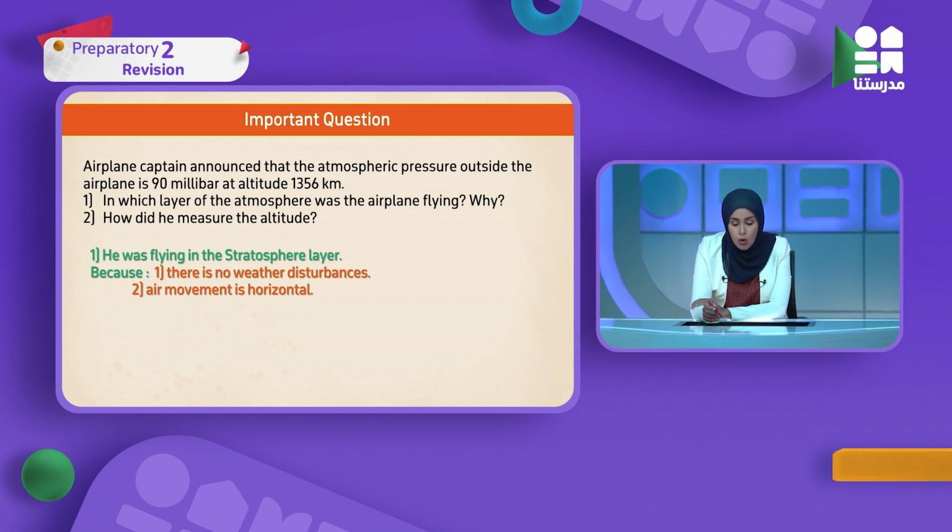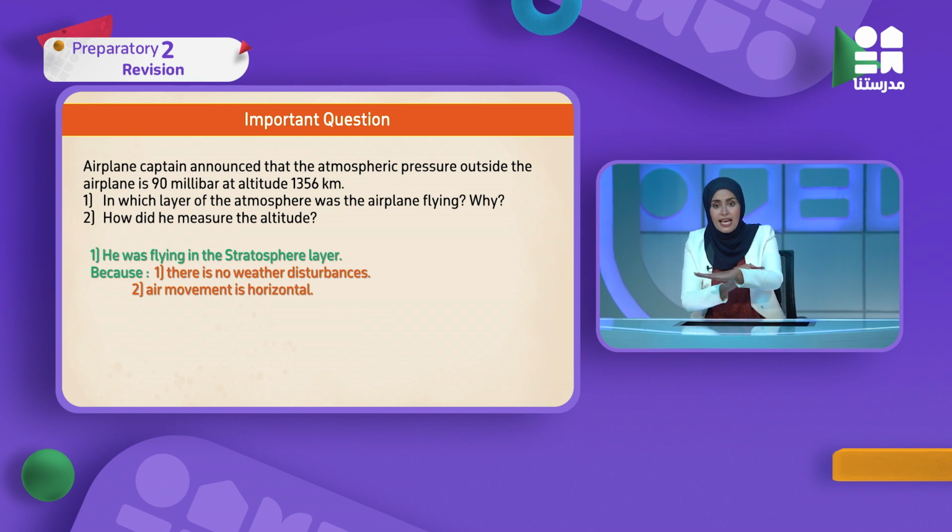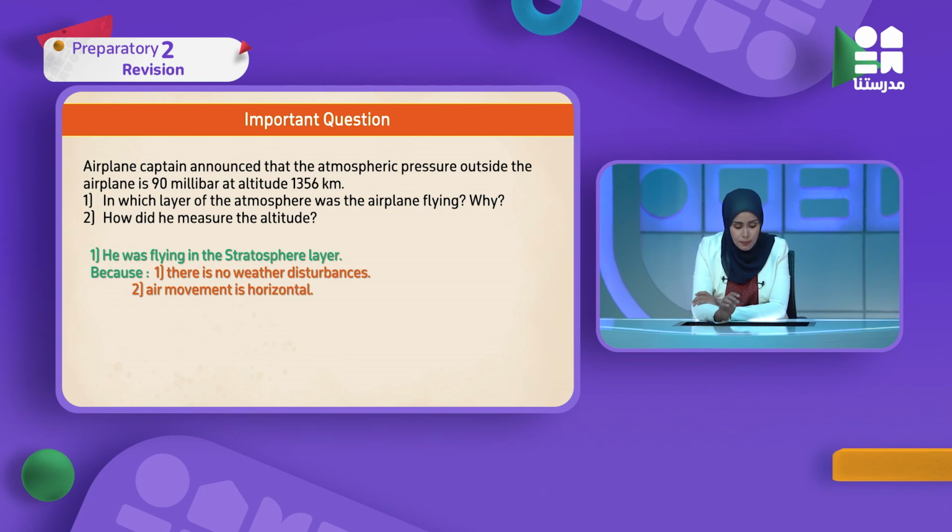تمام؟ طيب why the airplane fly in this layer in specific؟ ليه مش أي layer تانية؟ ليه مش الميزوسفير؟ Because there is no weather disturbance, air movement is horizontal. يعني ايه horizontal؟ يعني الطيارة هتقدر تمشي بسلام من غير ما الاير يعمل disturbance حوالينها ويخليها تتهز. تمام؟ So again, where this aeroplane was flying, it was flying in the stratosphere. Once I see aeroplane يبقى stratosphere وانا مغمض. تمام؟ Why? I have to know the properties of stratosphere. ايه البروبرتيز بتاعتها؟ There is no weather disturbance and air moves horizontally.